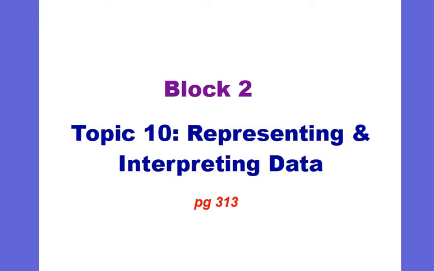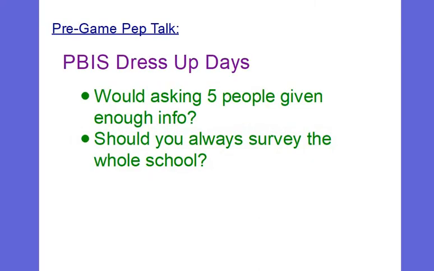So we're going to first start off by looking at a line plot. Yesterday we talked about the PBIS dress-up days, right? If I just asked 5 people, would that have given me enough information to know what the whole school would want? No. 5 out of 900 doesn't seem like a good representation of the school, right?